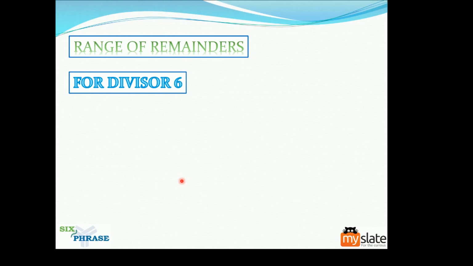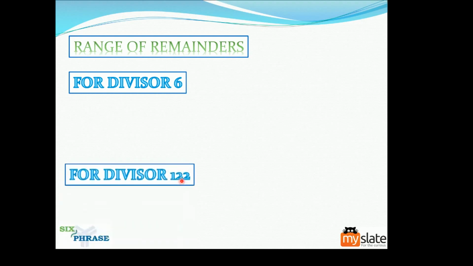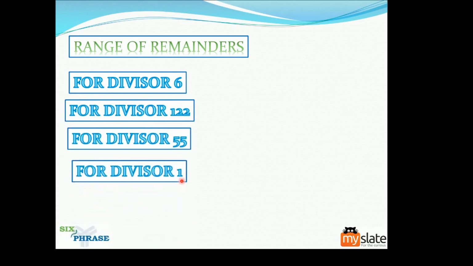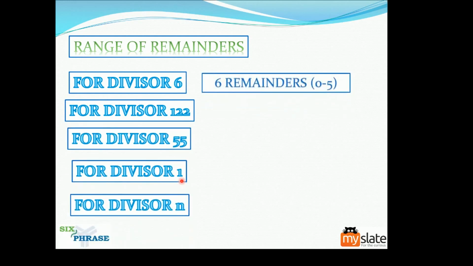Okay, so when I tell you 6, what is the range of the remainder? You should come up with that. Similarly for divisor 122, for 55 and divisor 1, we'll have a look. For 6, there will be a total of 6 remainders, and it starts from 0 and ends in 5. So for 6, which is the divisor, there will be 6 remainders. It starts from 0 and ends in 5.